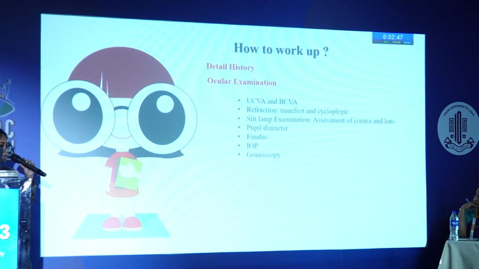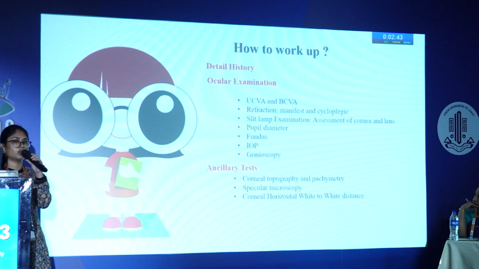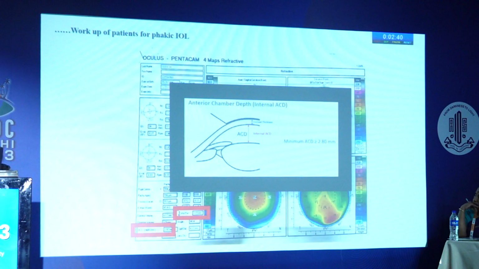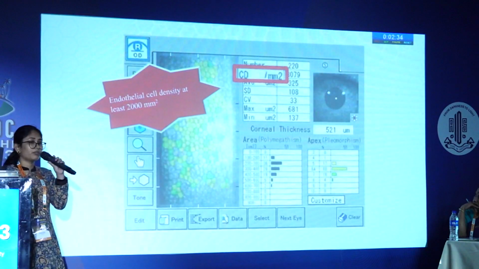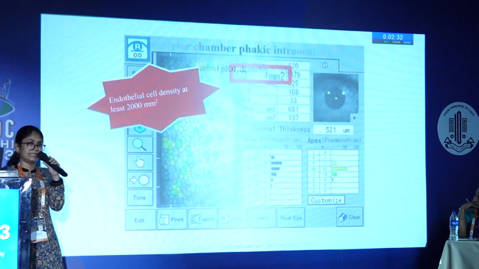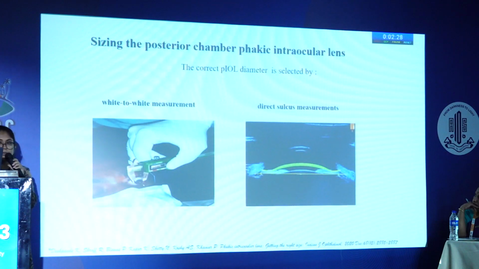How to do the workup? A detailed history and a thorough ocular examination, including gonioscopy, has to be done. In the Pentacam, we get the AC depth, which should be at least 2.8 millimeters, and specular microscopy will give you the endothelial cell density. Determining the size of the phakic IOL is also of paramount importance.